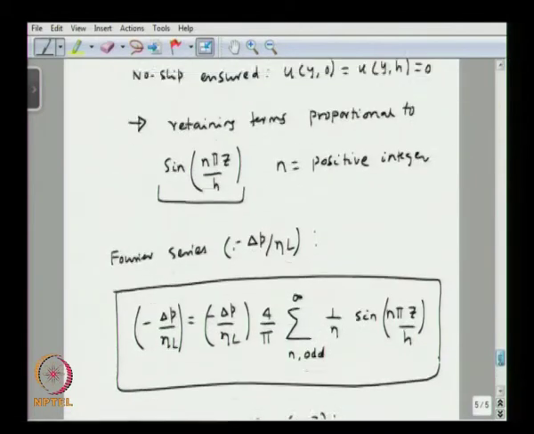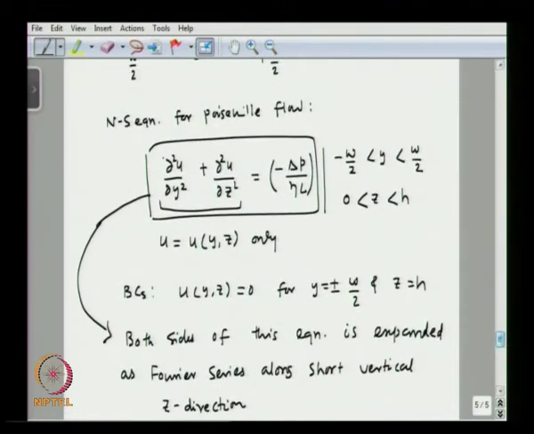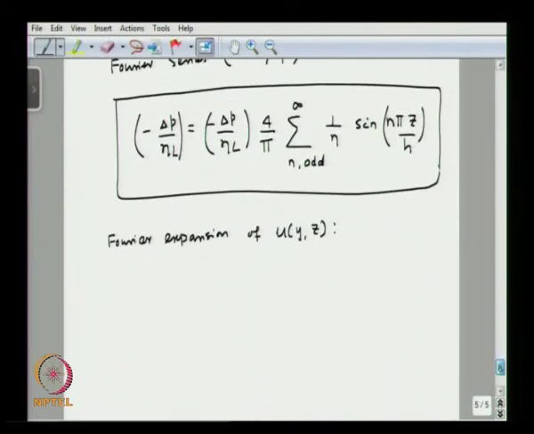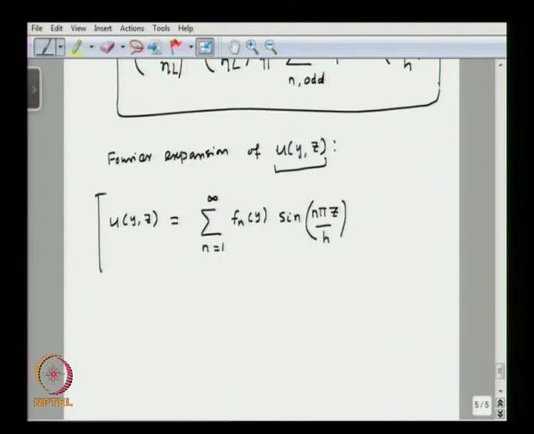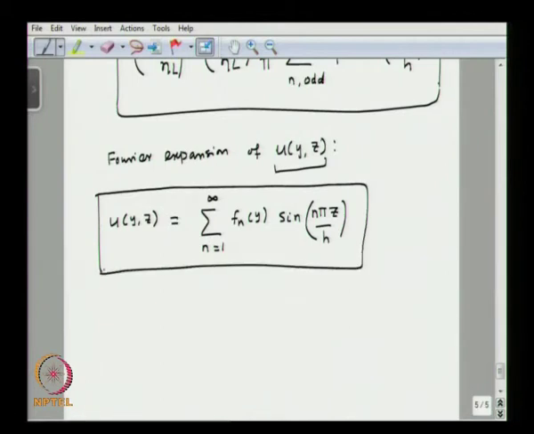So, we are not expanding the gradient term, but we are writing for the velocity field. Okay. So, the velocity field u(y, z) can be written in Fourier series as this: sum over n equal to 1 to infinity of f_n(y) into sin(n pi z over h). Okay. So, this is how we can write the velocity field in Fourier series.